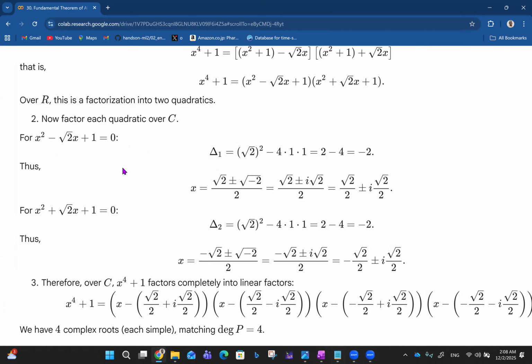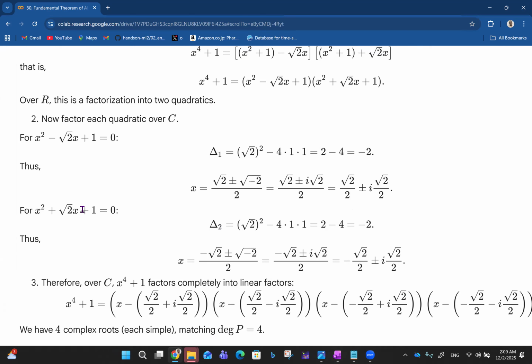That's definitely complex. So thus we have minus b. So b is minus root 2. So minus minus root 2, that's root 2, plus or minus the square root of b squared minus 4, which we already got to be minus 2, all over 2. So we have root 2 plus or minus i root 2 over 2. That is root 2 over 2 plus or minus i root 2 over 2.